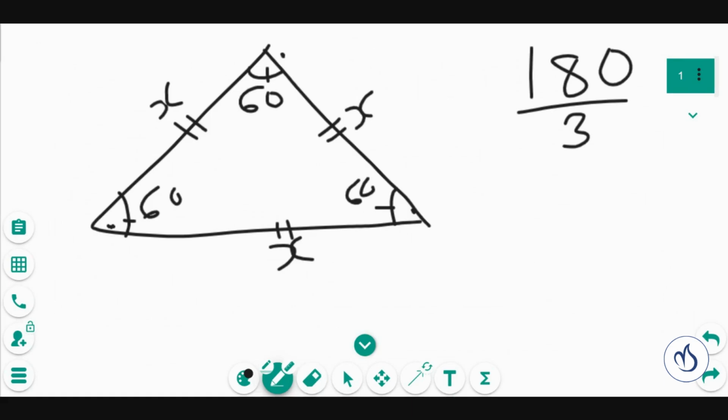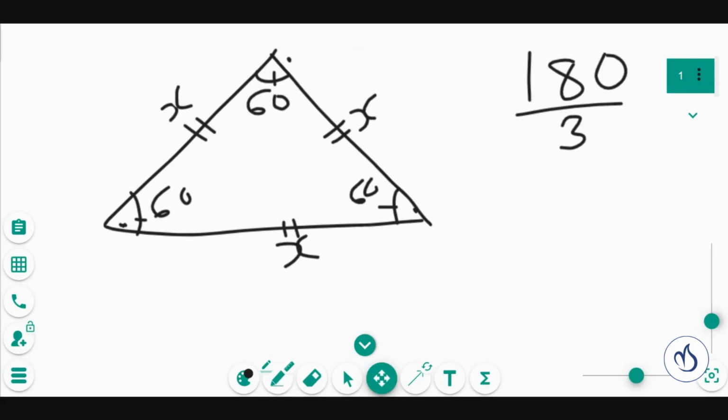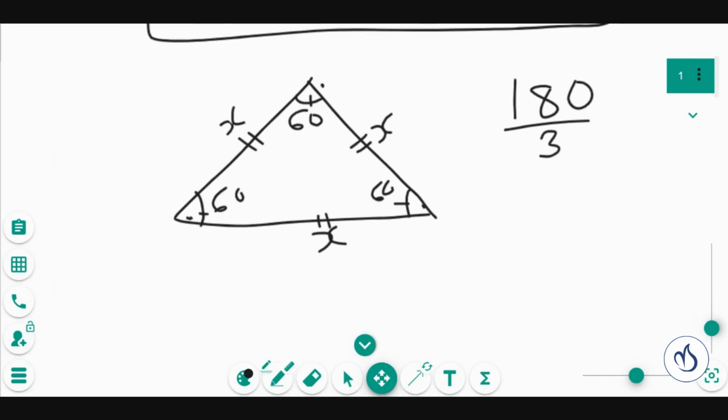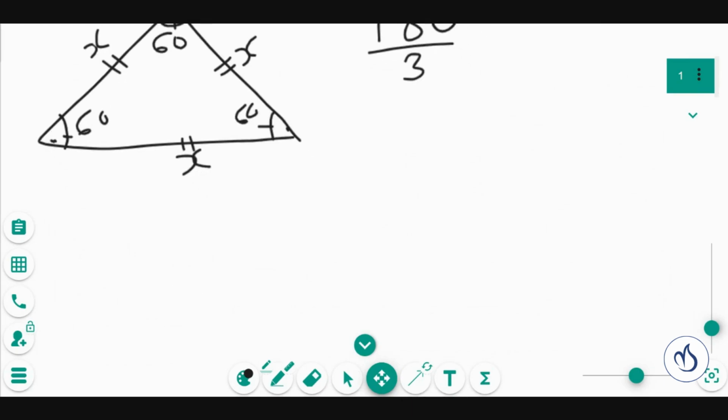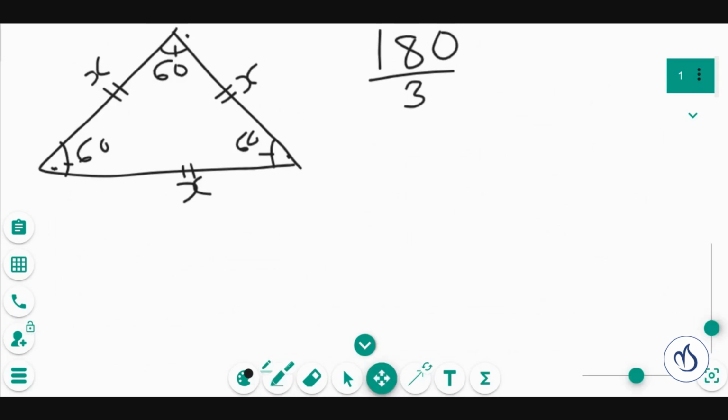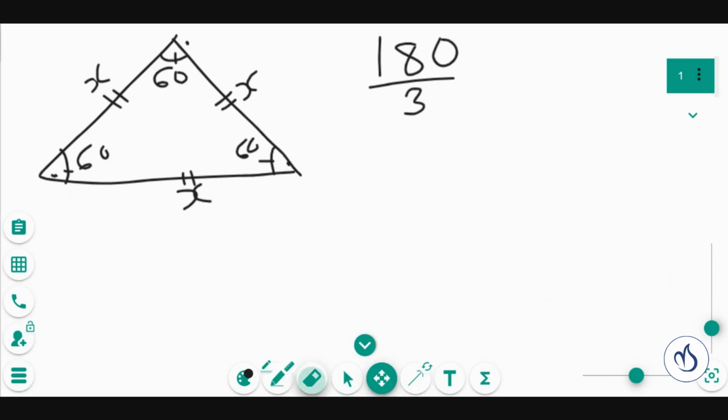Now what I am doing is that I'm going to bisect this triangle. Of course, bisecting means I'm going to cut it. I am going to split this into 2 equal parts. This is where I'm bisecting from. I'm bisecting along this axis.